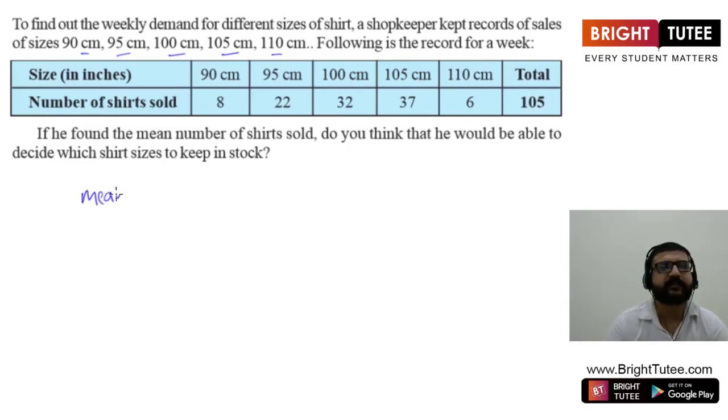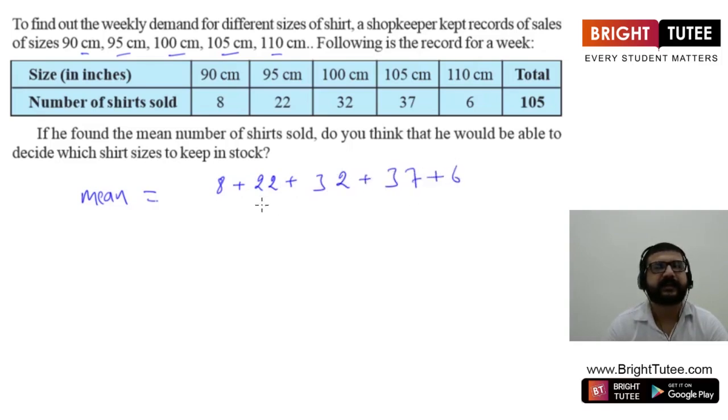As we know, mean is equal to the sum of observations divided by the number of observations. So here the sum of the observations, the number of shirts sold, will be 8 plus 22 plus 32 plus 37 plus 6, divided by the number of observations. There are 5 different sizes of shirts, so it will be 5 in this case. This is equal to 105 divided by 5, which gives us 21. Now the mean of this data is 21.